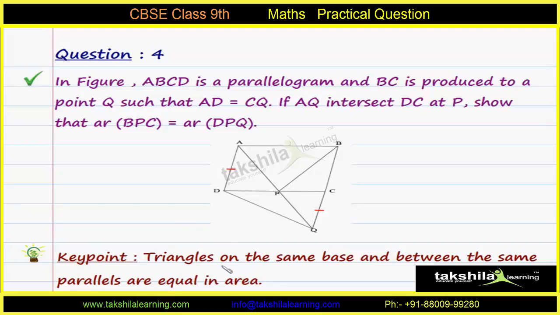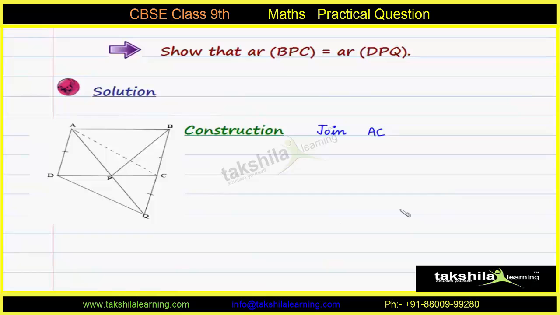The key point in this question will be: triangles on the same base and between the same parallels are equal in area. So this is our key point. Now what we have to show is that area BPC is equal to area DPQ, and our construction here is join AC. So for proving this question we have joined AC. This is our construction.